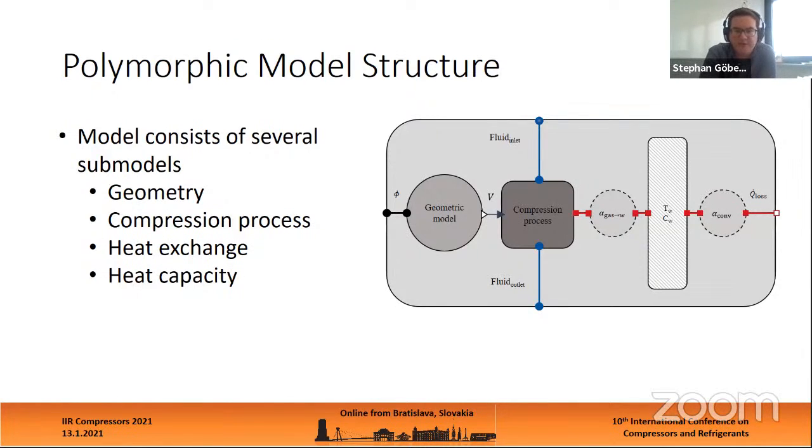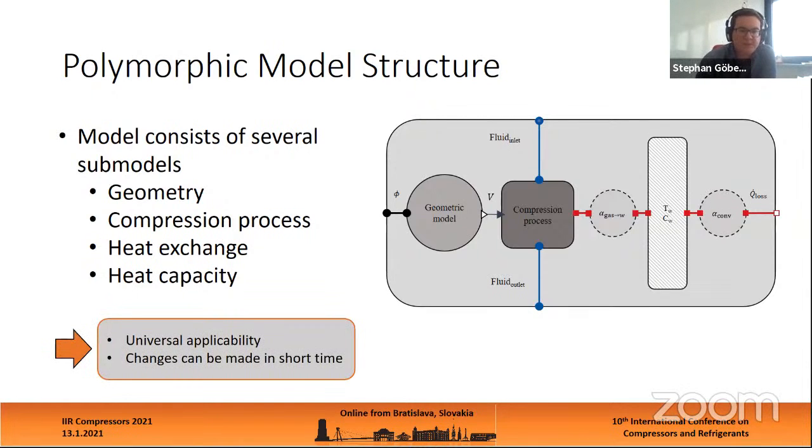And furthermore, then we have a heat exchange model, actually two heat exchange models. The first one calculates the heat exchange from the gas to the chamber wall, and the second one from the chamber wall to the environment to describe the heat loss. And in between the two models is a heat capacity to describe the heat capacity of the compression wall. So this structure helps us because it's universally applicable, and changes can be made in short time because you only have to change the parameters of the submodels.